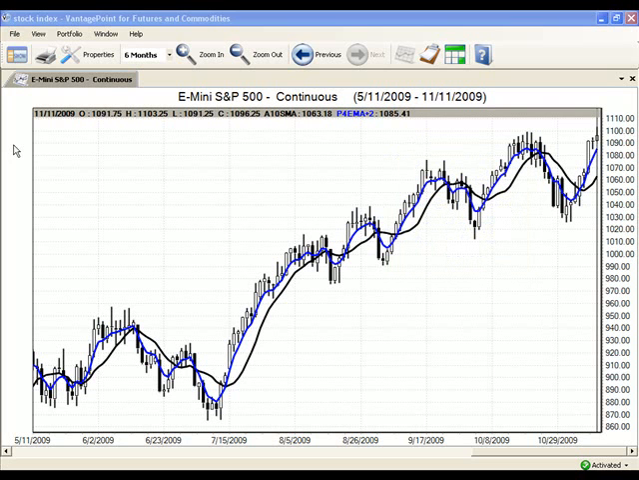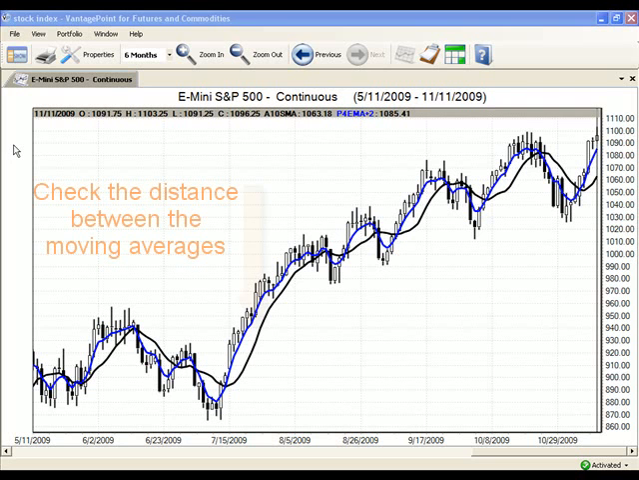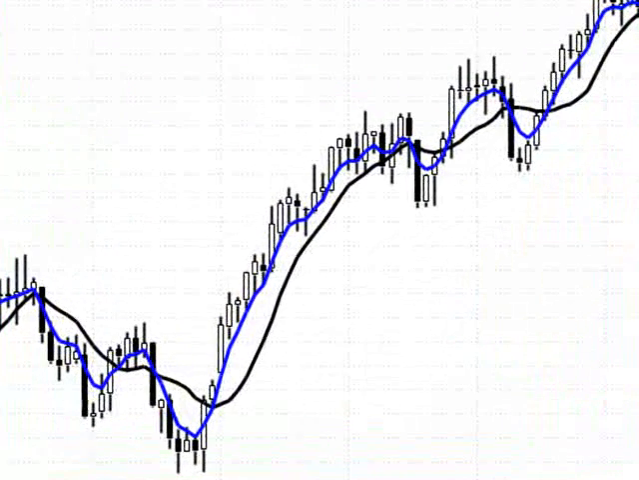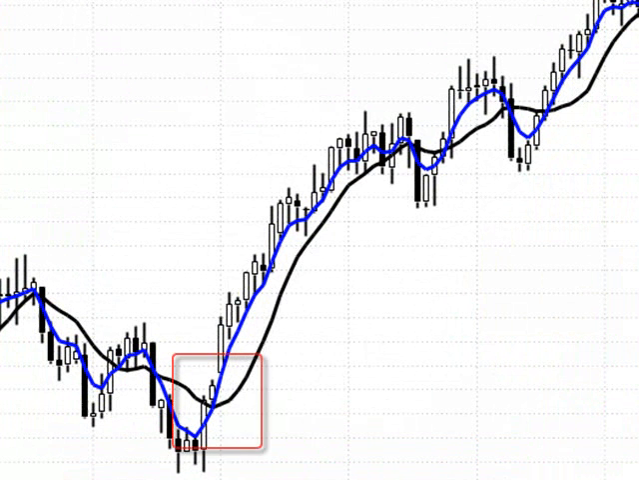A second thing that you want to look at, and this is a visual thing that we'll talk about more in the session on the predicted differences, but kind of a visual look at the distance between the two moving averages. Is it gaining or decreasing? That tells you something about the momentum that the market is experiencing. The key of the moving average technique, as it is with other moving average techniques, however, is the crossover.